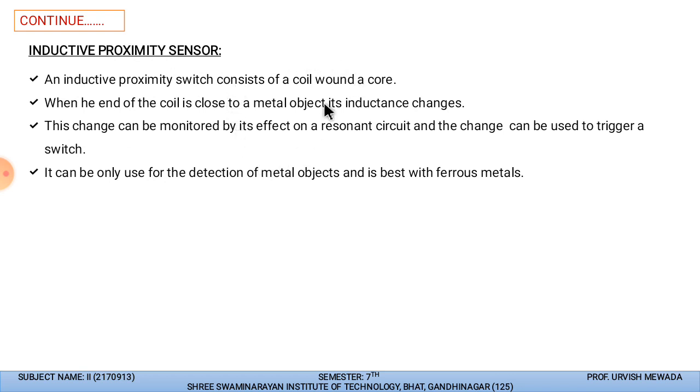Generally we put a material which can cut the magnetic flux. So the EMF, or we can say the reactance of the coil, will change, and as the reactance of the coil changes, its EMF will change, its impedance will change. So this is how this inductive proximity sensor works. So these are the proximity sensors.